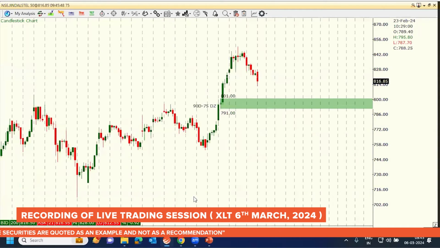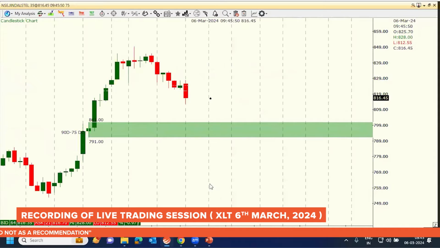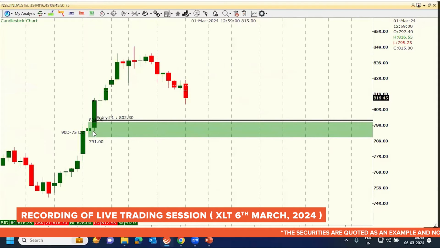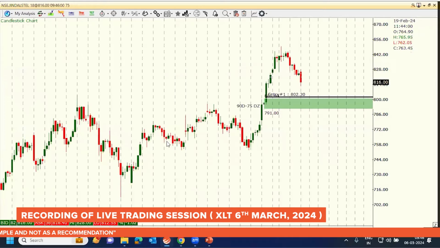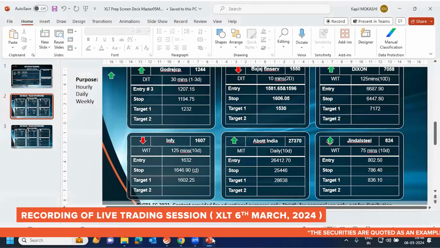So I have kept the entry ₹1 above the proximal line. So 801 is the proximal, and I have kept approx 802.30 as the entry. Stop as given in the splash screen and target 3:1, 2:1 as per our regular process. So that's the Jindal Steel trade setup.